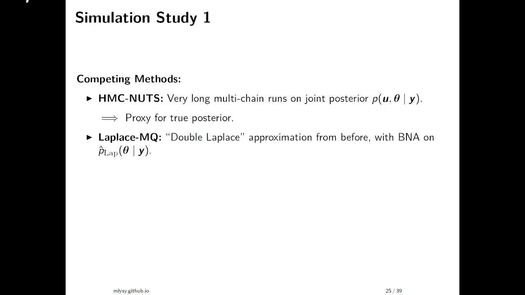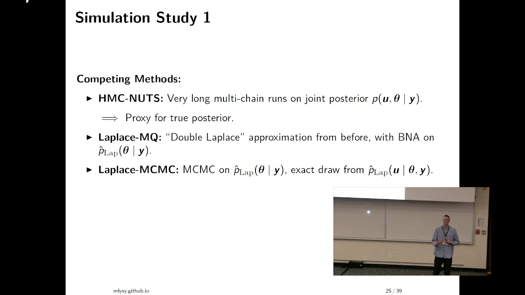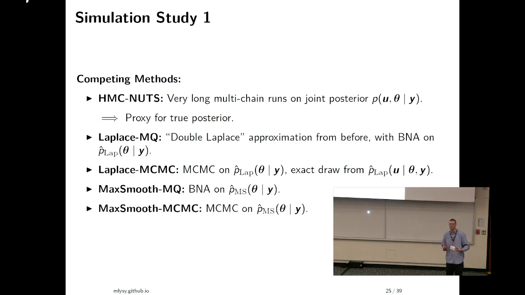Let's just call that double Laplace. This is the fastest version of Laplace that you have. It's just the Bayesian normal approximation, and then you can combine that with a random effects normal approximation too. We could do MCMC on this. So rather than doing mode quadrature, it's the full Laplace approximation. So MCMC on the Laplace approximation, and then for the random effects, it's a draw from that multivariate normal, where we have to recompute the mode quadrature for every draw. And we do the same thing on the Max and Smooth side. Either you can have the double normal approximation, or you do the full distribution of it.